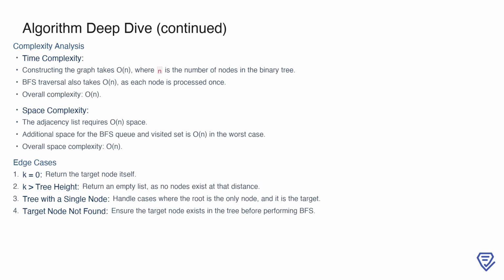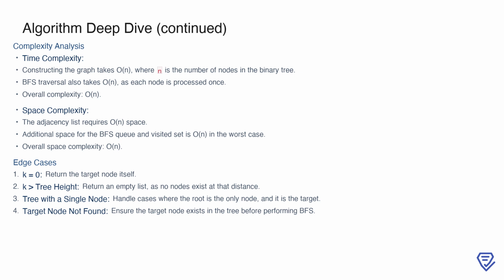Let's analyze the algorithm's time and space complexity. Constructing the graph using the adjacency list requires O(n) time, where n is the number of nodes in the binary tree, as we process each node exactly once during the DFS. The BFS traversal also takes O(n) time, since each node is visited once during the search. This makes the overall time complexity O(n). In terms of space complexity, the adjacency list requires O(n) space to store the graph. The BFS queue and visited set also require O(n) space in the worst case, leading to an overall space complexity of O(n).